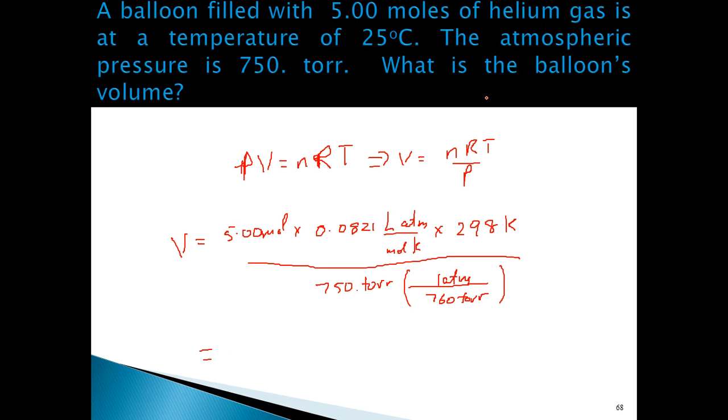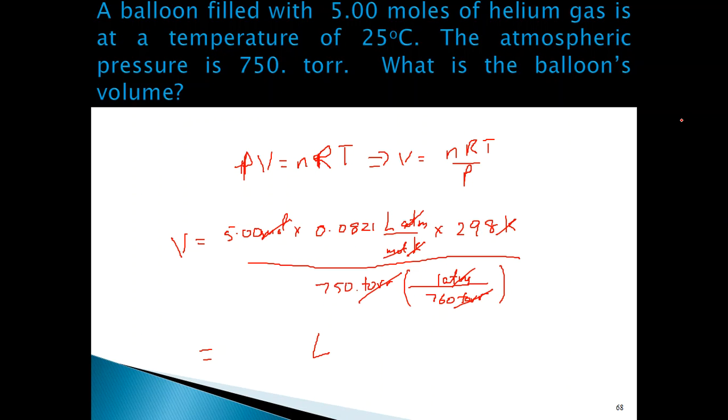In terms of the units canceling out, the torr units will cancel out here and here. Atmospheres cancel there and there. Kelvin cancels here and here. Moles cancel there and there. So the only unit remaining would be liters, which comes as no surprise because the question is asking for the volume.